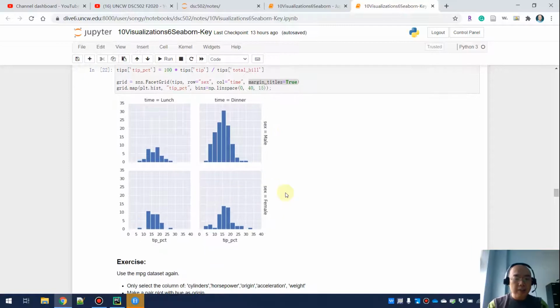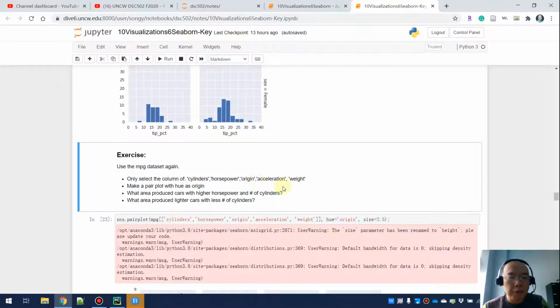Okay, and how about the distribution of the tip? It seemed that the majority of the tip, it doesn't matter whether it's lunch or dinner, the center of the percentage of the tip will be around 15%, right? So I don't see really a big difference between the percentage of the tip by the male and the female. Okay, so let's move on, and we want to do an exercise on the MPG data again.